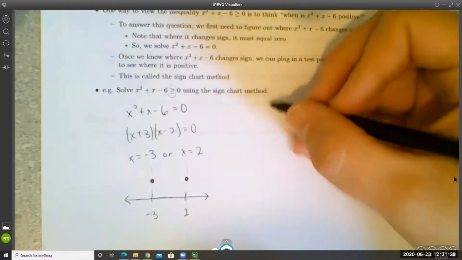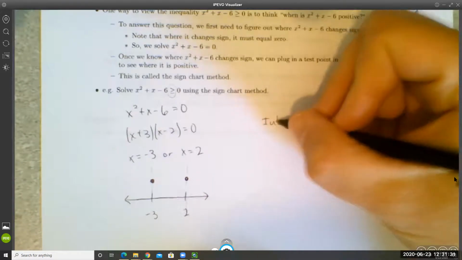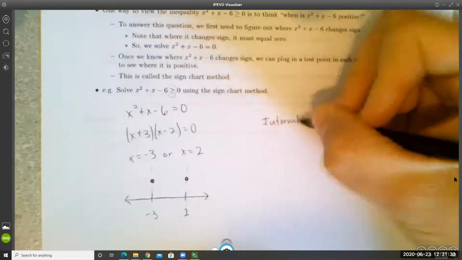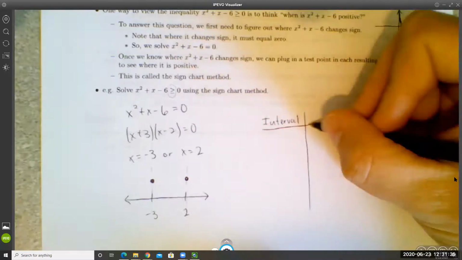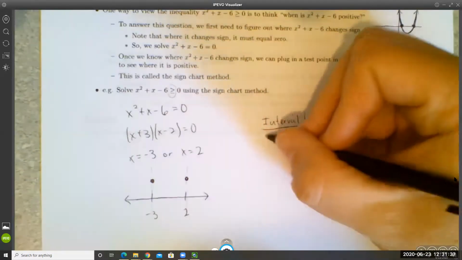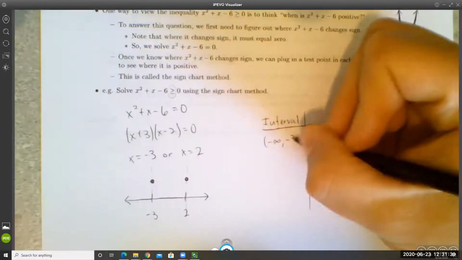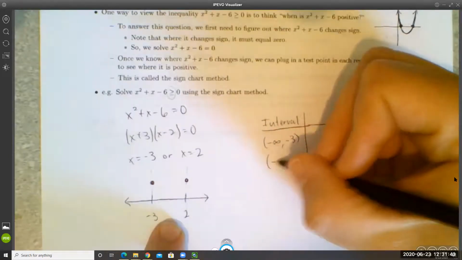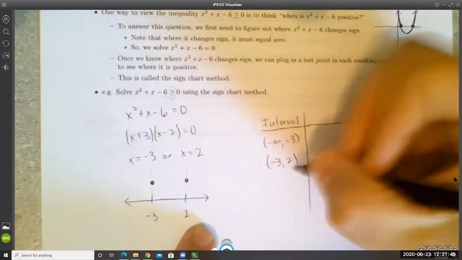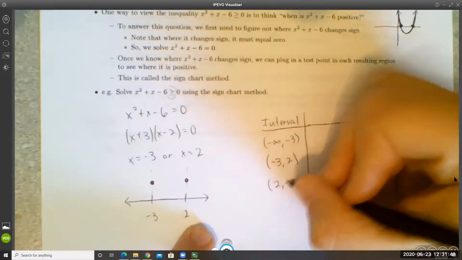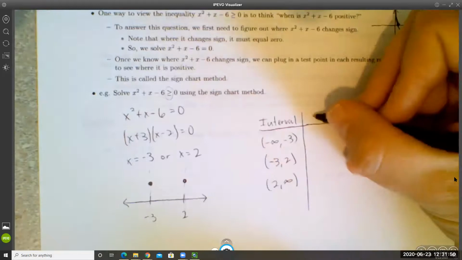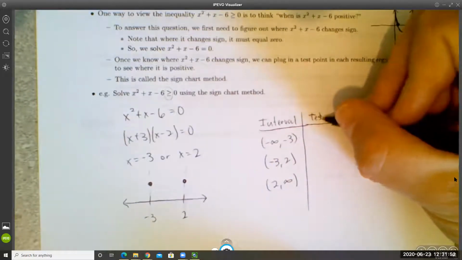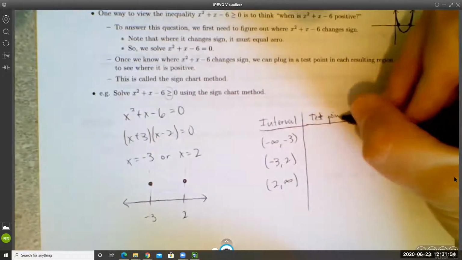So if you wanted to make a chart, you could do that. I don't usually make a chart, but you can make a chart that maybe looks something like this. So you have the region from -infinity to -3, that's this first region over here. And then you have the region from -3 to 2. And then you have the region from 2 to infinity. And for each of these regions, you need to choose a test point.